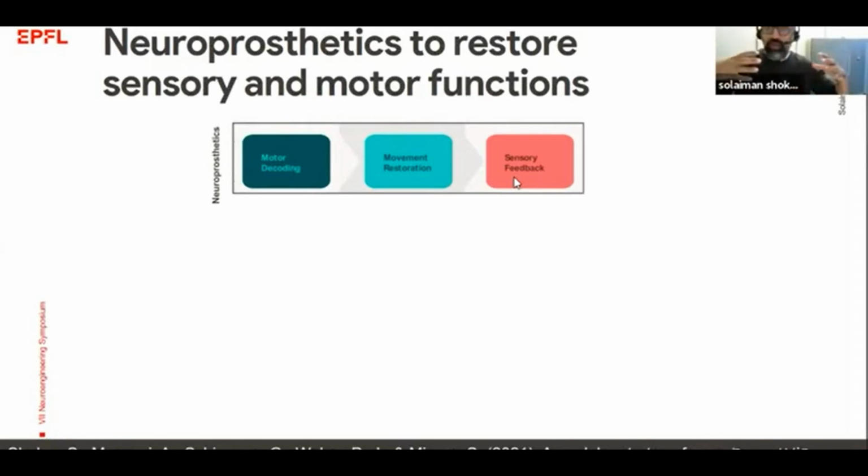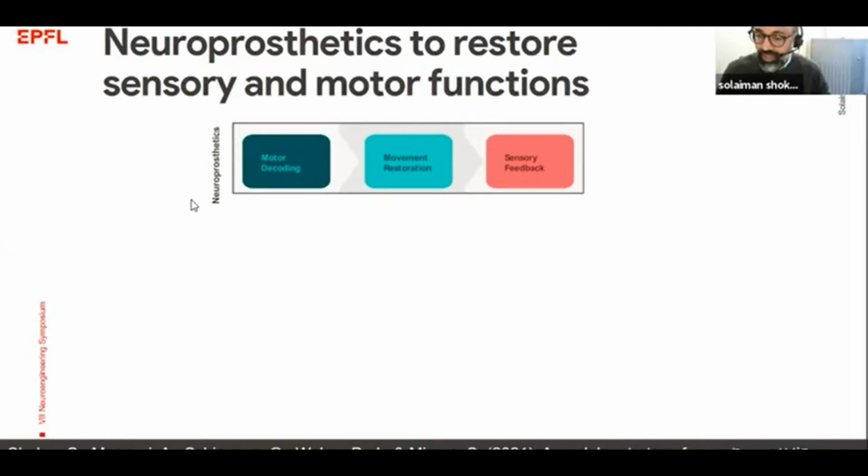I'll be talking here about neuroprosthetics to restore sensory motor functions. I will keep apart prosthetics for cognitive functions, but let's say all the prosthetics that are meant to be restoring sensory motor functions use these fundamental blocks.